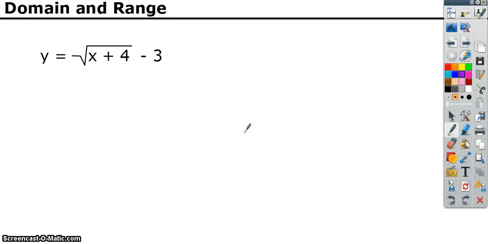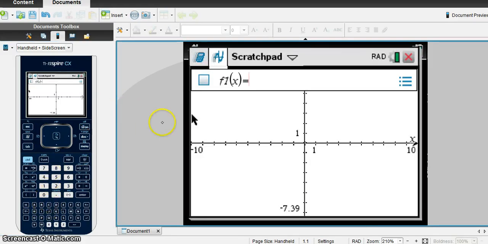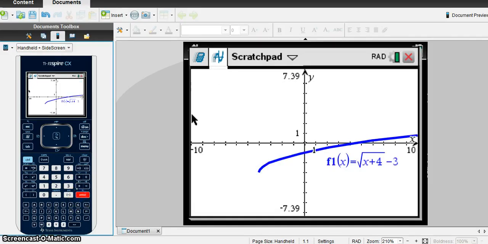All right, what if they just give us an equation and we don't have a graph to look at? That's where your calculator comes in. So square root of x plus 4, minus 3. We can use our calculator to graph this. Let's open up a graph here. Type in the square root of x plus 4 minus 3. Hit enter. There you've got a graph.